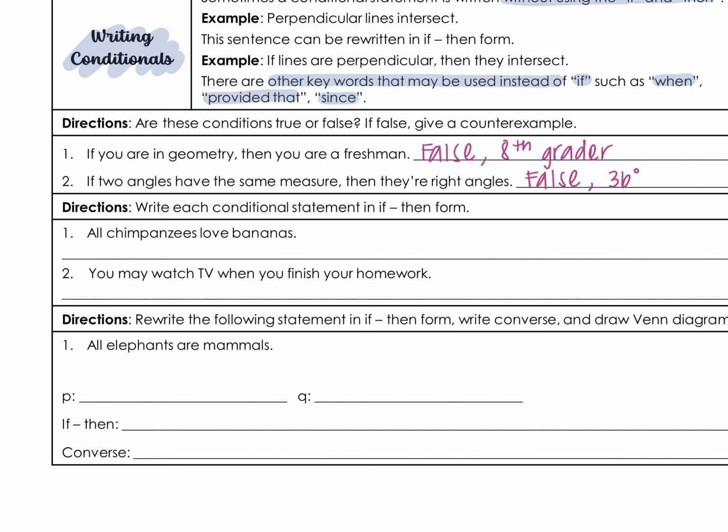All right, moving into our next section, we have our directions here. Write each conditional statement in if-then form. Okay, so number 1, we have all chimpanzees love bananas. So I'm just going to start off with the first part of that sentence. So we've got if it's a chimpanzee, okay, then mentioning the other topic that's talked about, then they love bananas.